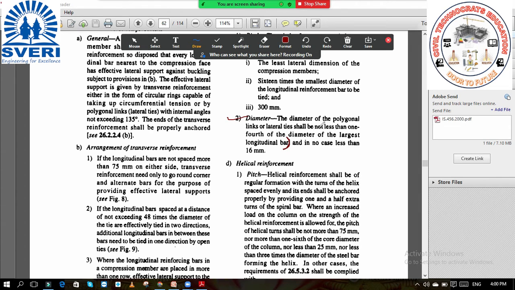Okay, lateral ties diameter, let us assume this as phi. So it should be minimum one fourth of the largest longitudinal bar diameter. Okay, largest longitudinal bar diameter.